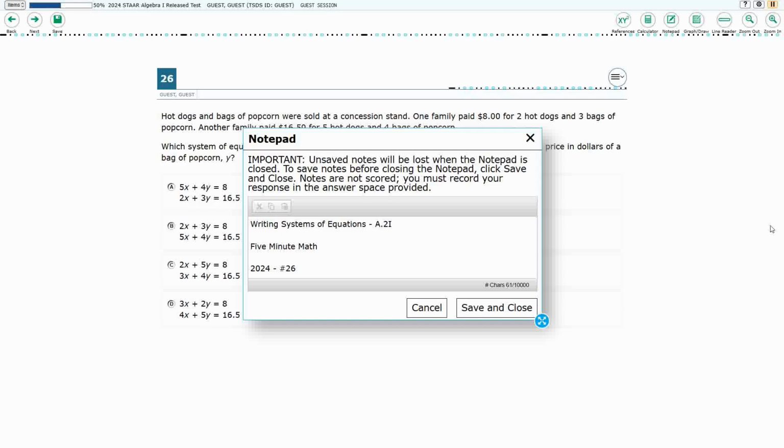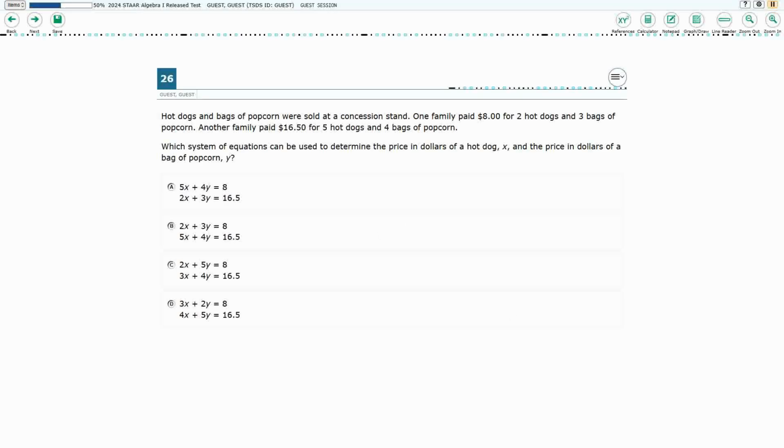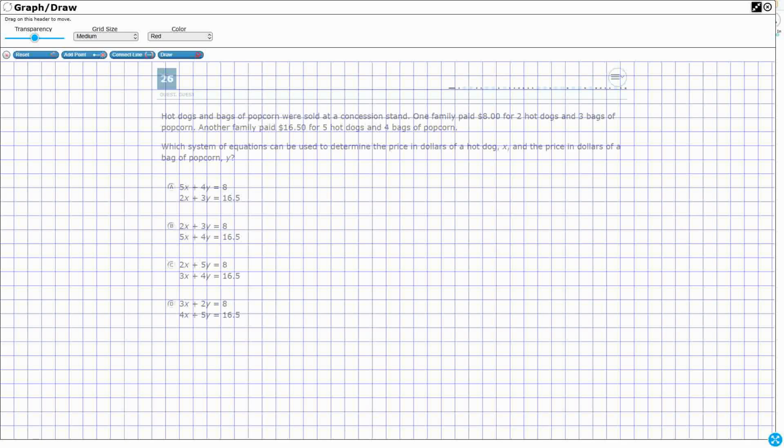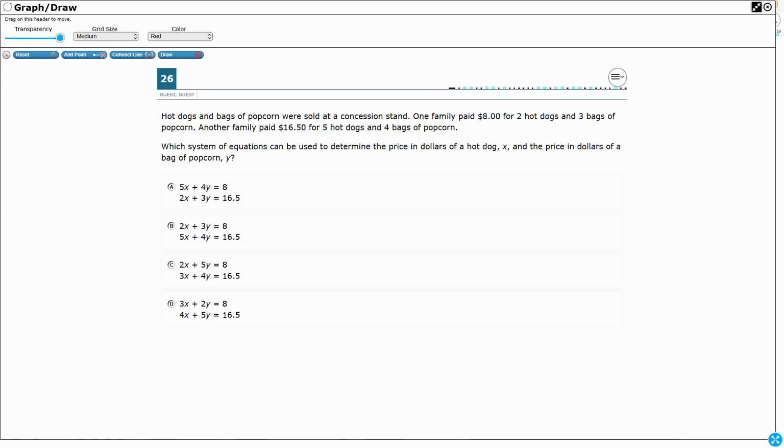Today we are looking at the Algebra 1 concept of writing systems of equations. This is standard A.2I in the great state of Texas, and we are using item number 26 of the 2024 released STAAR test. If you haven't done so already, please go ahead and take a moment to pause the video, work this problem out on your own, unpause it, and we will look at our answers together.